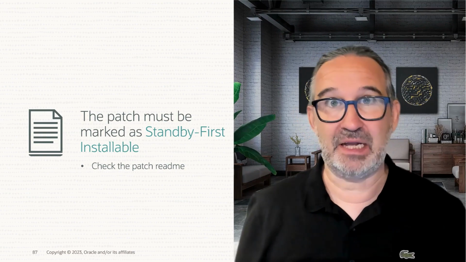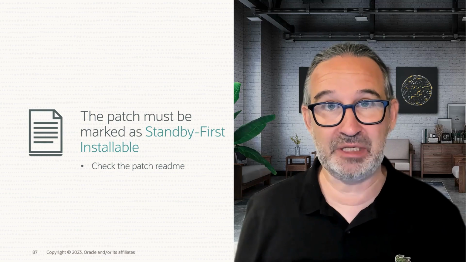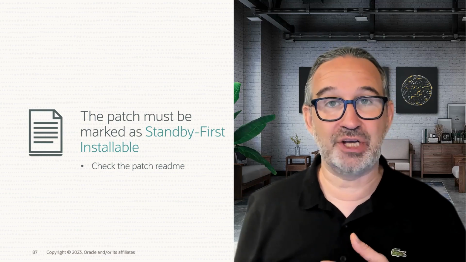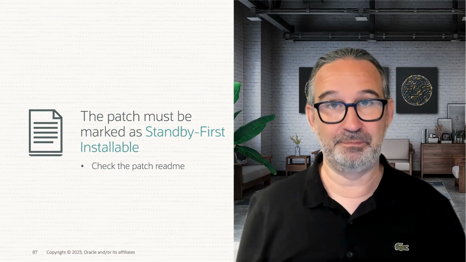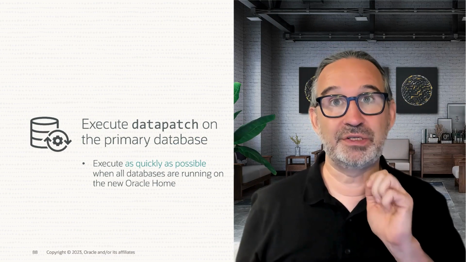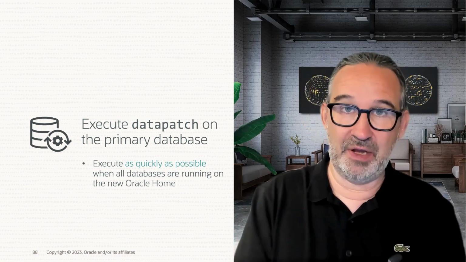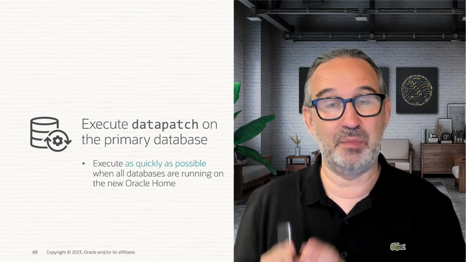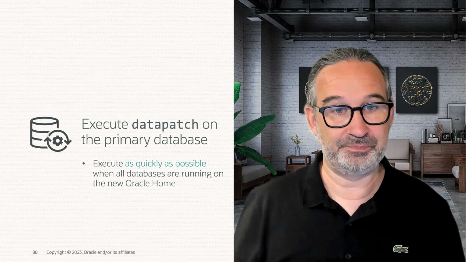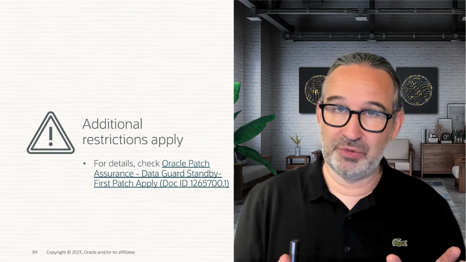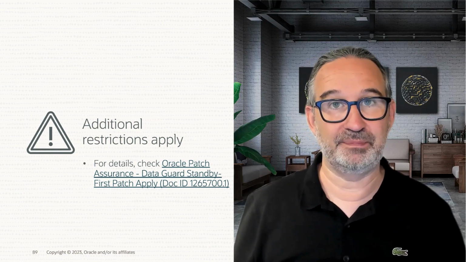A patch, as I said before, must be marked as standby first installable. So please always check the README, and release updates generally are always standby first installable. Execute Datapatch then, of course, on the primary database, whatever your primary is. So in my standby case, the primary is now the previous standby, and there you will execute Datapatch. There may be a few restrictions. Please follow the guideline in this My Oracle Support note.